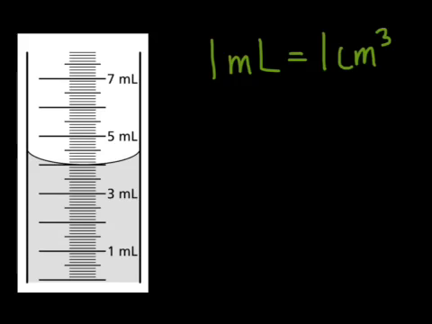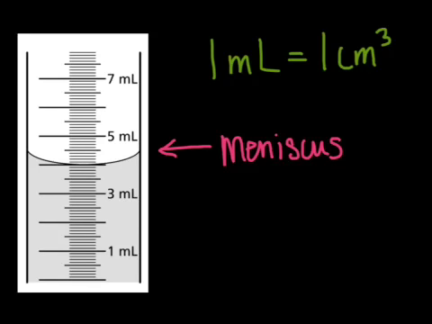When you're measuring a liquid using a graduated cylinder, you have to be really careful when you look at the liquid. If you look closely, you're going to see that the surface of the water is curved. The curve of this liquid is called the meniscus. When reading this, you want to find the lowest point. For example, the lowest point of this liquid is 4 milliliters.